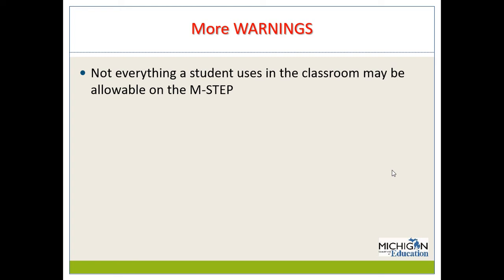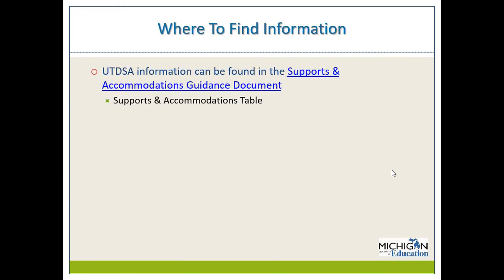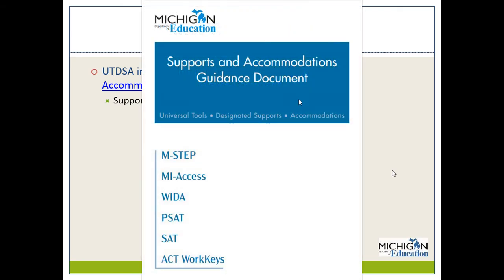OEAA is responsible for ensuring that the test scores are meaningful, and test scores can only be meaningful if students use UTSAs that don't negatively impact the content we're trying to test. All of the information you need can be found in the Supports and Accommodations Guidance document.